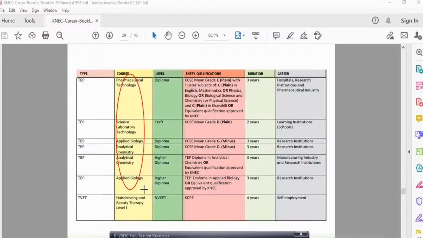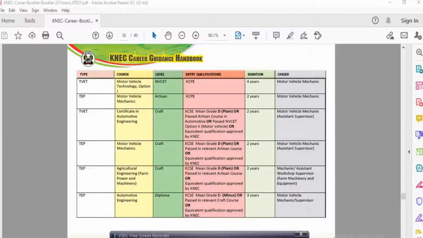There are more diploma courses in medical related fields, and the entry behavior or the grade required are elaborated here. Here cluster subjects are also given, and this is where you fit in the job market. If I'm going too fast, you can pause the video and take a good look at them. There are also courses in hairdressing.